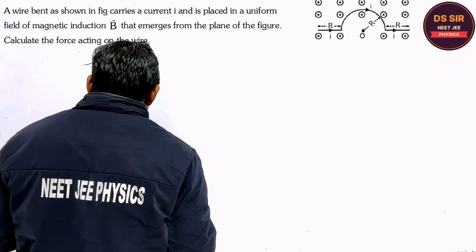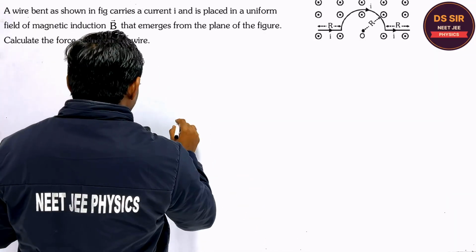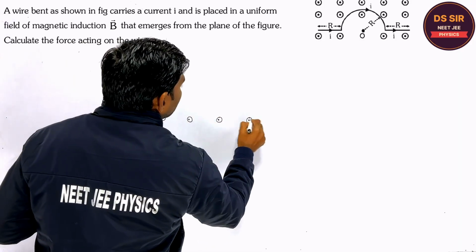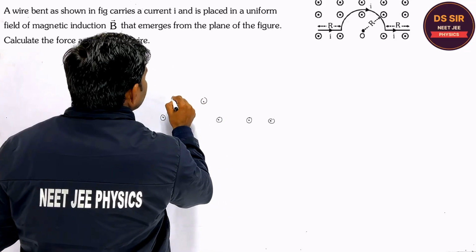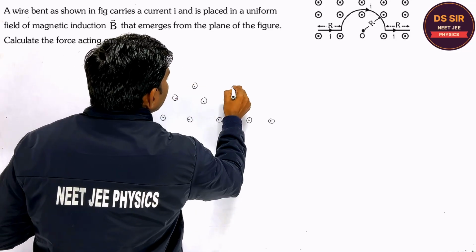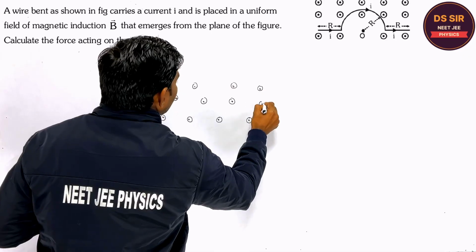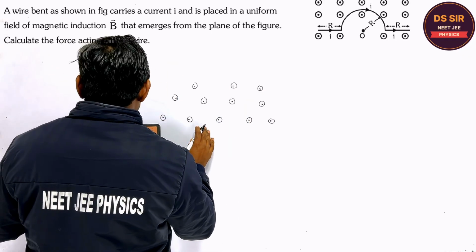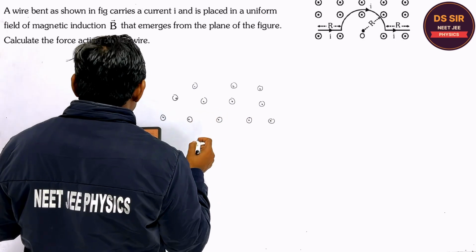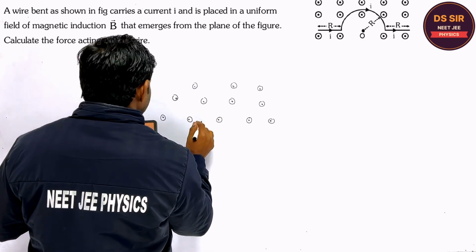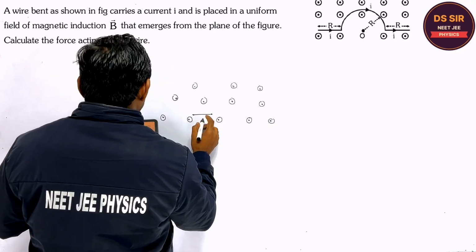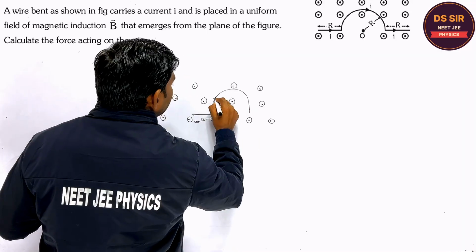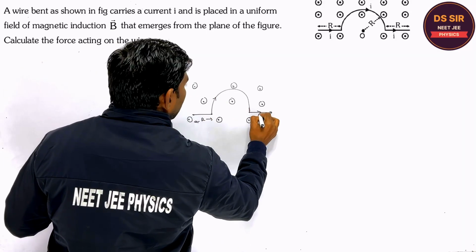Read this question. A wire is bent as shown in the figure, and the magnetic field is out of the board. This is the magnetic field, and it is placed in a uniform magnetic field that emerges out of the plane as shown in the figure. So this is the wire. The wire starts from here. This distance is R. The current goes like this in a semicircular loop, and this is the I.